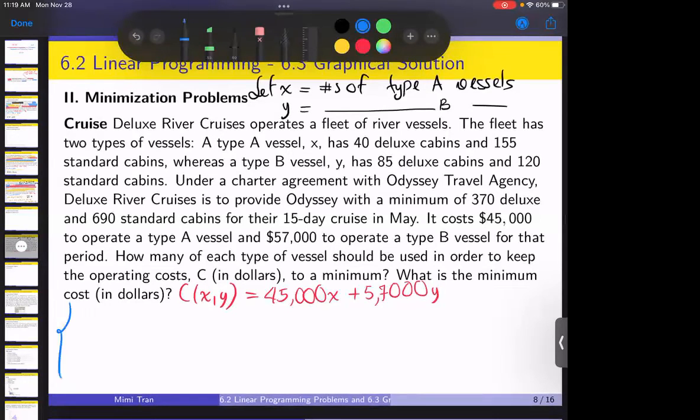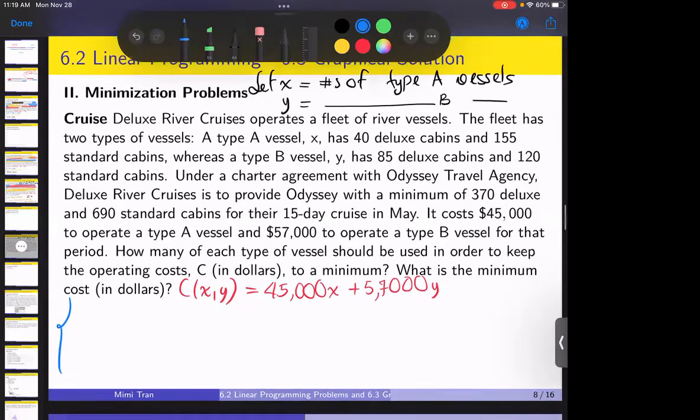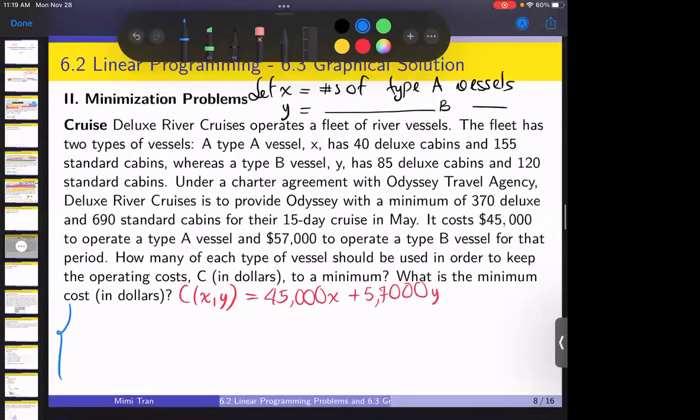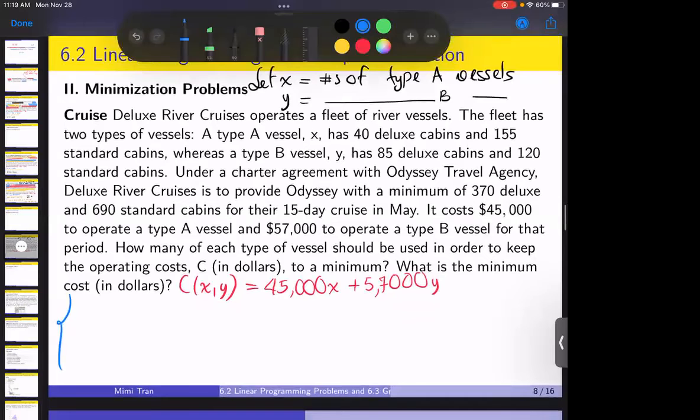Inequalities. This one's similar to the table and chair problems. Anybody want to come up with the first one?